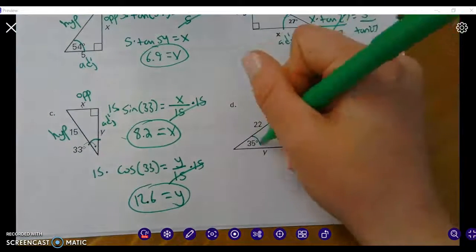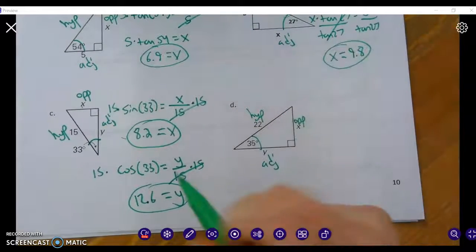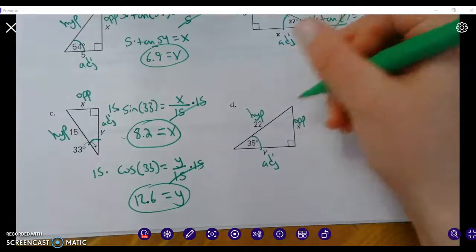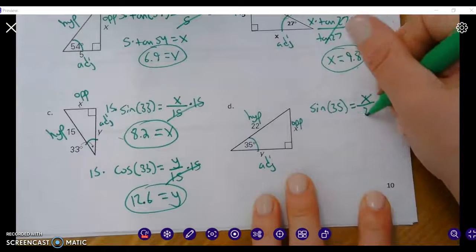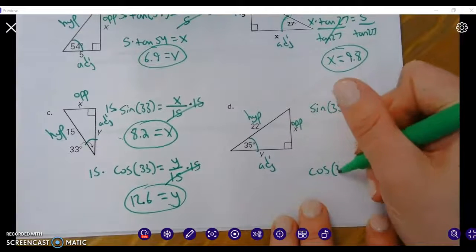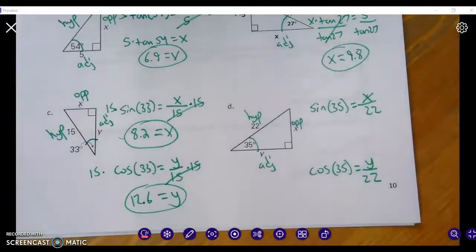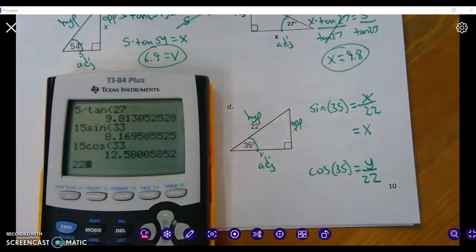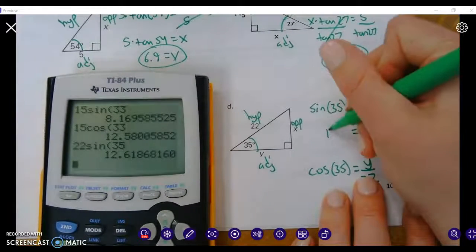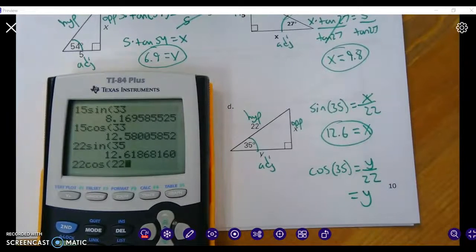Okay, and then this last problem, label your sides. So you're going to do the same steps here, use sine and cosine. So I'm going to use sine to solve for x, and use cosine to solve for y. Okay, and then you'll multiply both sides by 22. So x equals 12.6, and y equals 18.